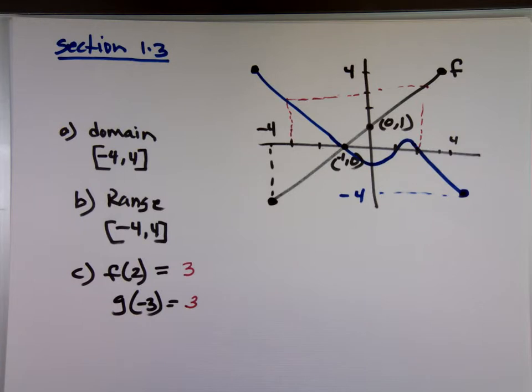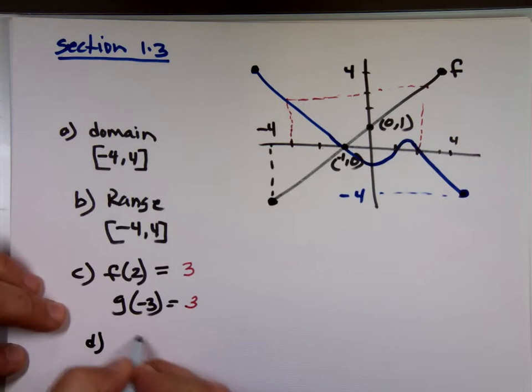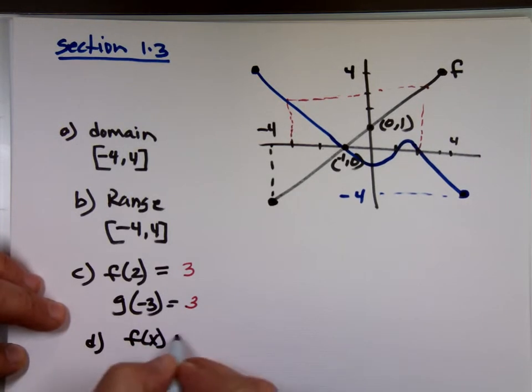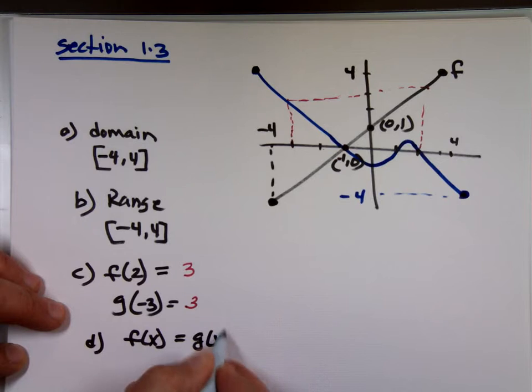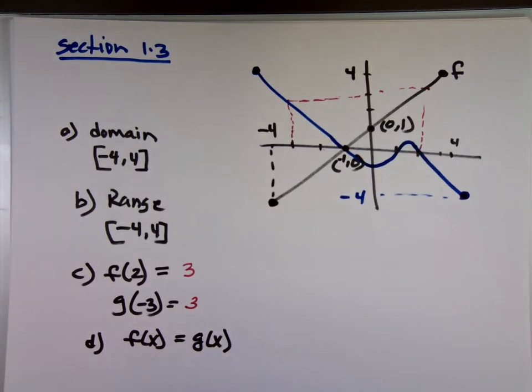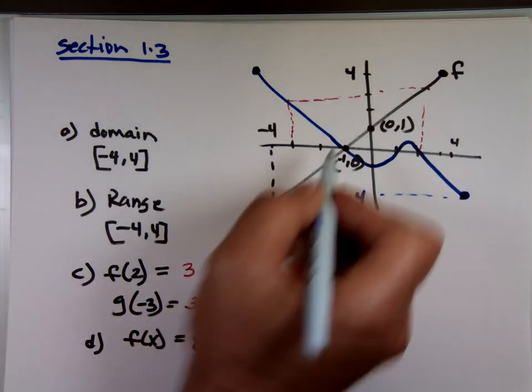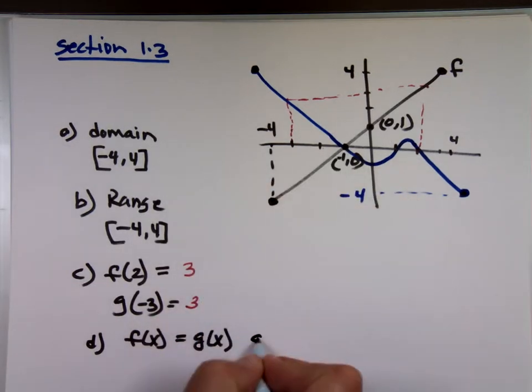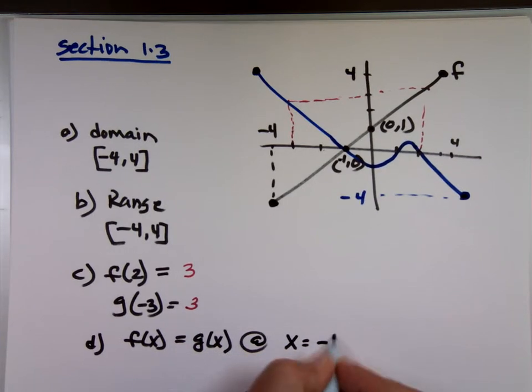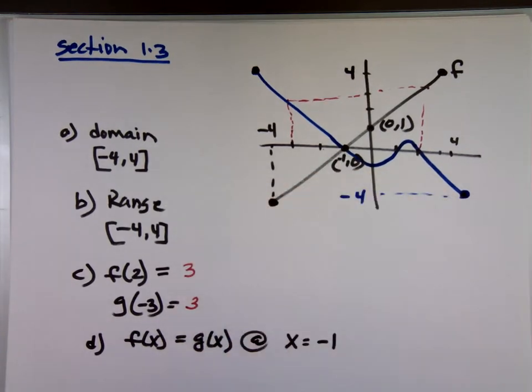It says at question D, at what values of x, f of x equals g of x? The only place they equal to each other, they're not just saying the x value, they want the whole thing, is at minus 1. X equals minus 1. That's where they equal to each other, where they cross each other. That's the only time they cross each other.